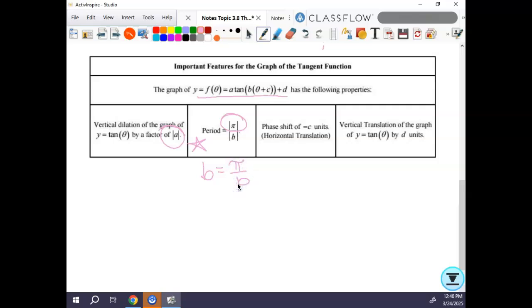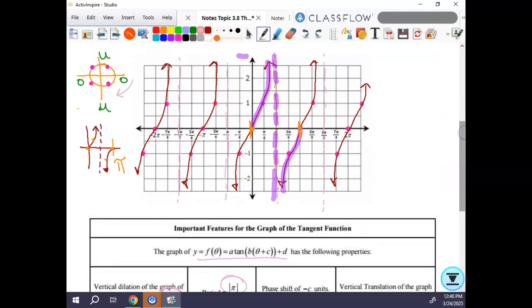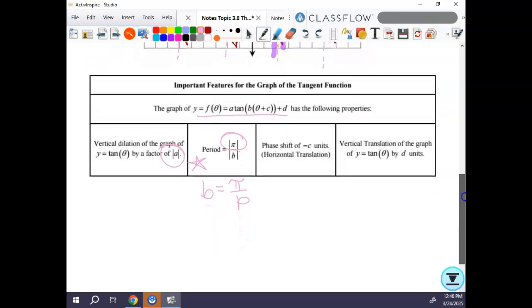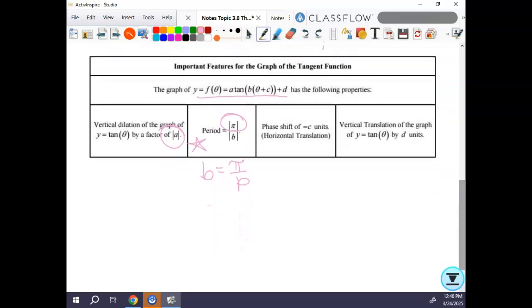Then we still have a horizontal shift of C or negative C and a vertical translation for D. With your vertical translation of sine and cosine came the midline. There's also no midline here because there's no middle, but where the midline would be is where the point of inflection is. And so it's still pretty easy to find and can help you with that value. And I'll show you as we go through that stuff. What questions do you have at this point?